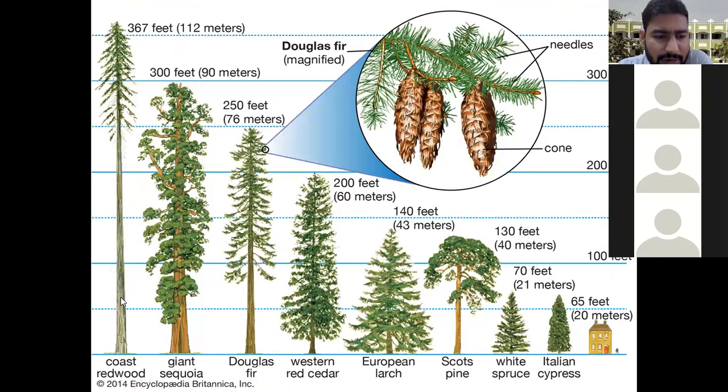Now the tallest tree you can see. The tallest tree is the giant coast redwood of California, USA, and it is a giant. The height is more than 112 meters, sometimes 125. Then again giant sequoia, Douglas fir, western red cedar, European larch, Scots pine, white spruce, and Italian cypress. So this is the example of the tallest trees in the world, which are gymnosperms.